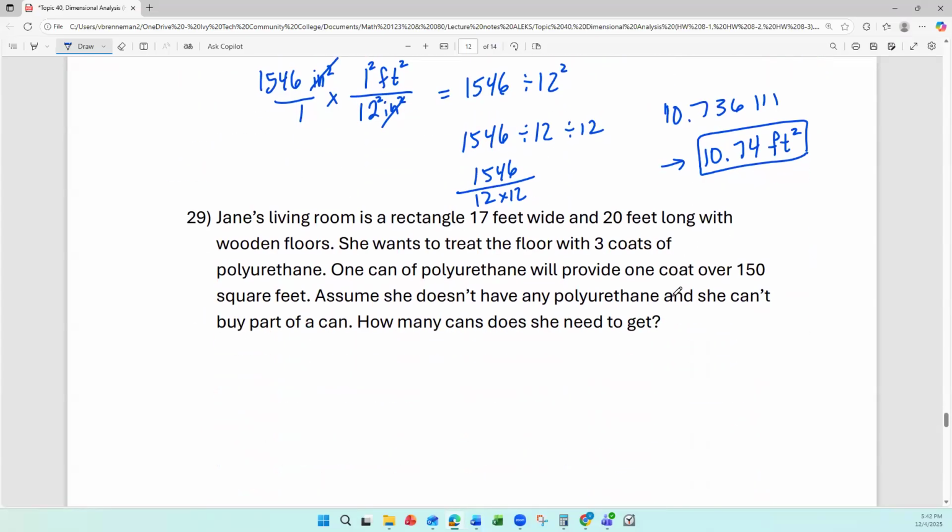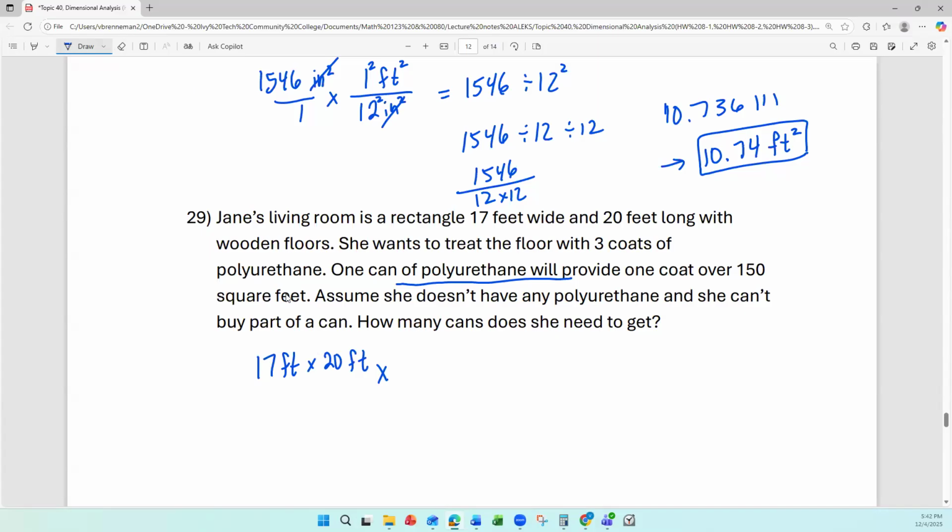Right, number 29, Jane's living room is a rectangle 17 feet wide and 20 feet long with wooden floors. She wants to treat the floor with 3 coats of polyurethane. 1 can of polyurethane will provide 1 coat over 150 square feet. She doesn't have any polyurethane to begin with. She can't buy part of a can. So how many cans does she need to get? So I'm going to start with the area, taking the 17 feet times 20 feet, which will give me the area. I don't have to actually even do this calculation. I just know I have feet and feet. That makes square feet.